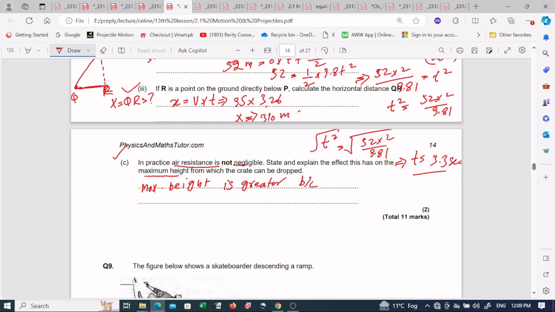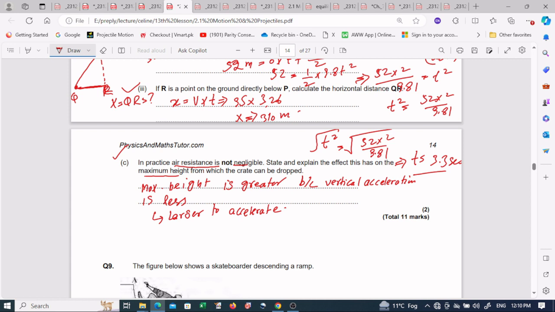Because the vertical acceleration is less. So I explain this. The vertical acceleration is less, and in other words, the crate takes longer to accelerate. I will explain it from the mathematics point of view and physically, both things I will explain. So first of all, I explain with the mathematics.